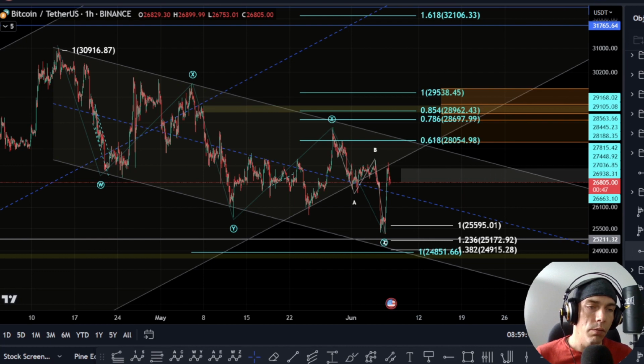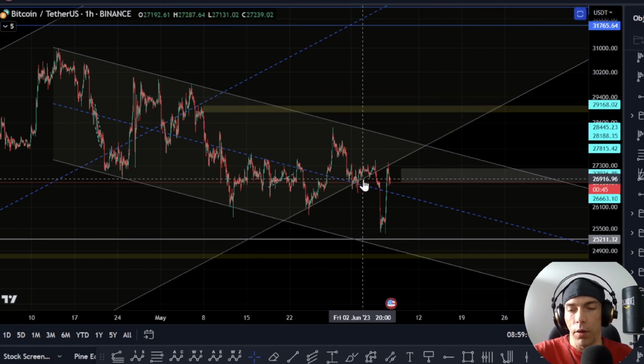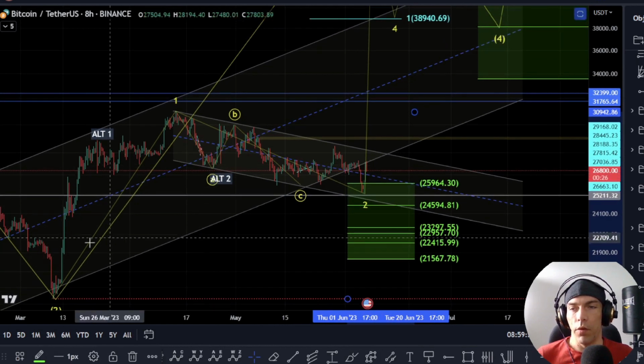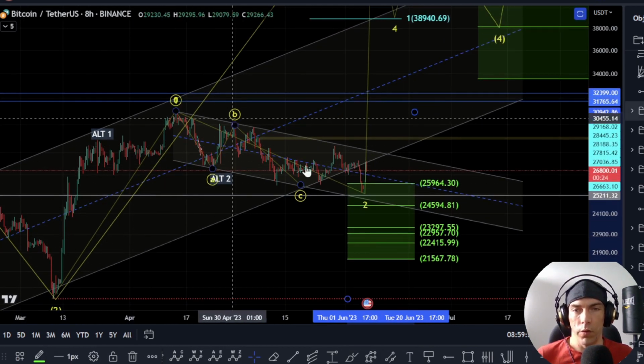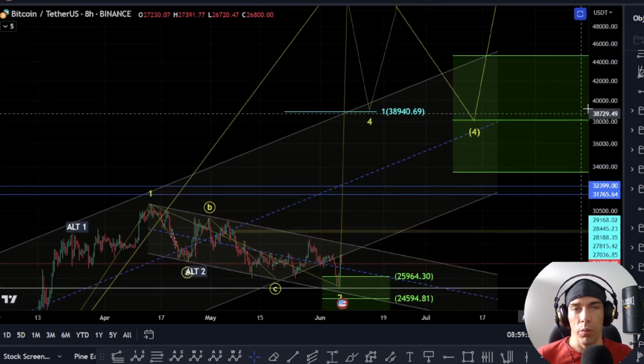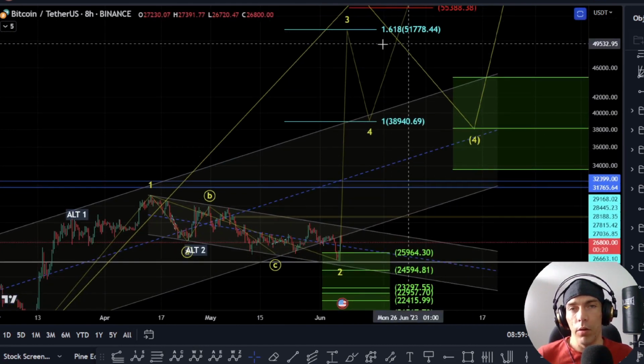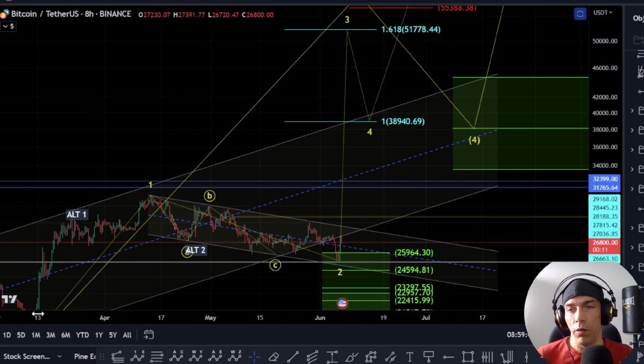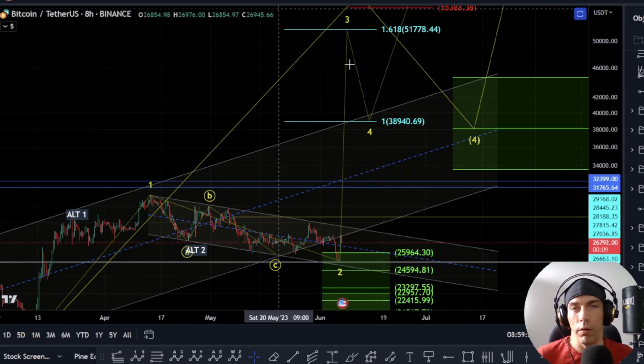But what this is looking for is saying that if I come out onto the 8-hourly here, we have this as a 1-2, this is a 1-2, and then we're looking for that impulsive move to the upside, where we're looking for a third wave to push us up towards this 51,778 area. Now this would be treating this as 1, 2, and then looking for a third wave.